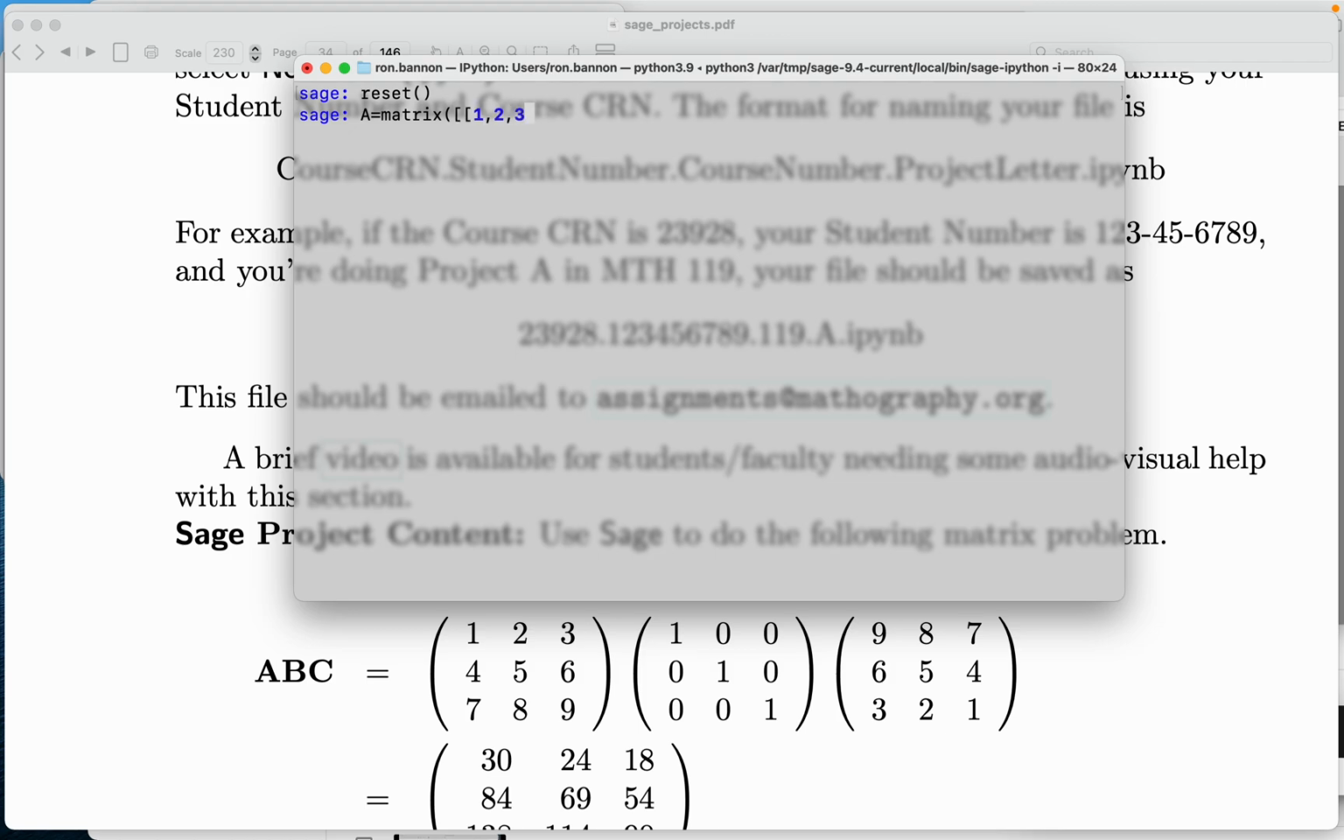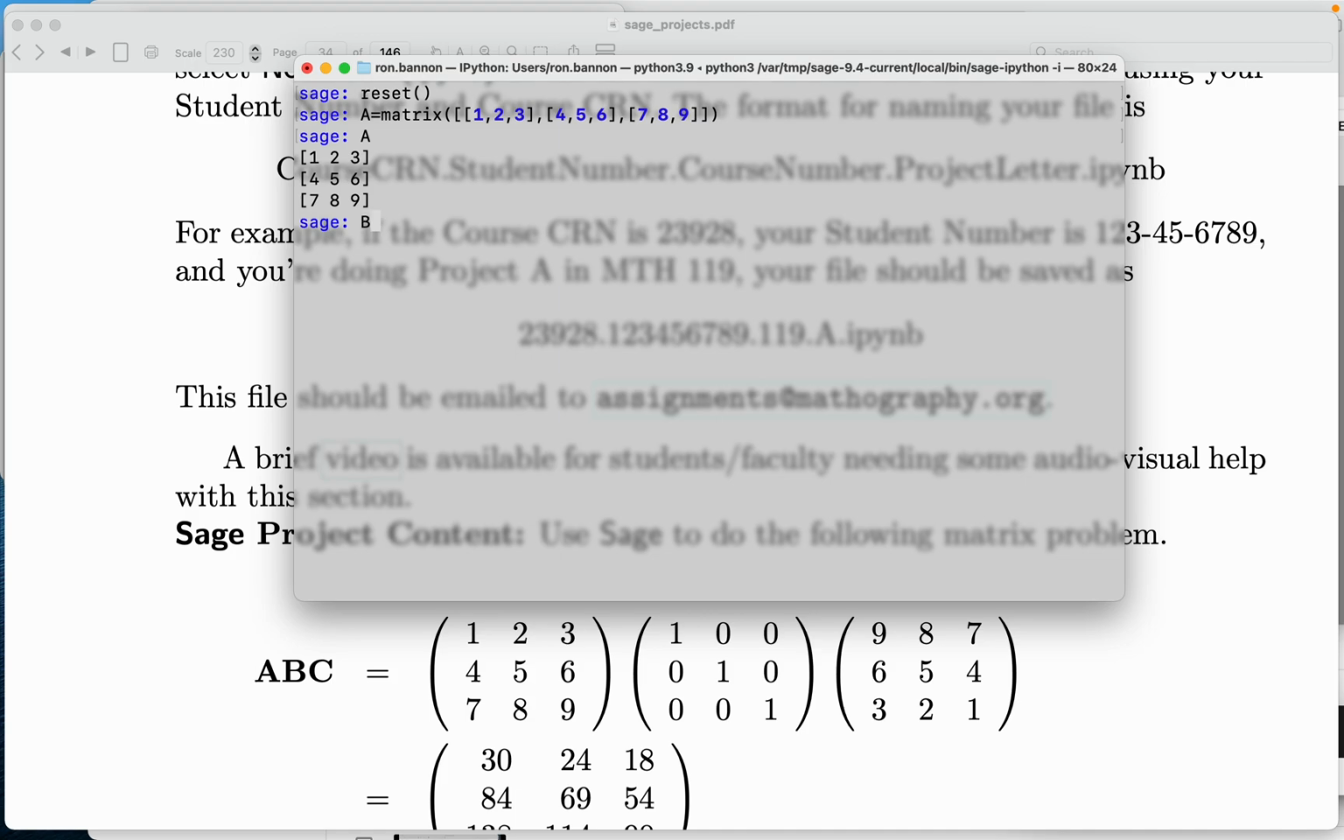1, 2, 3, that's the first row. The second row is 4, 5, 6. We'll look at the code later, by the way. And the last row is 7, 8, 9, right? And if I make a mistake, it'll let me know I made a mistake. Let me type A, see if I got it right. And 1, 2, 3, 4, 5, 6, 7, 8, 9.